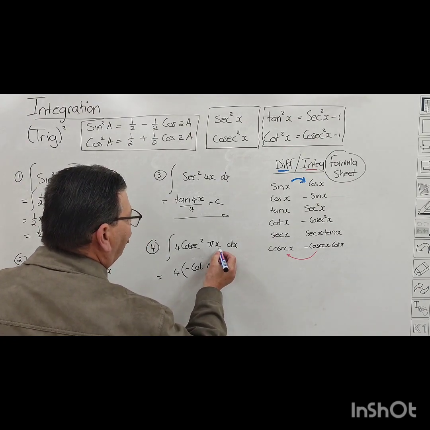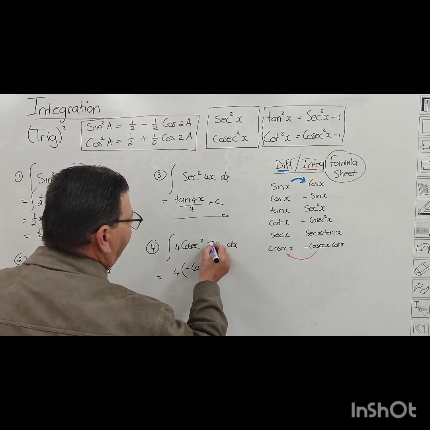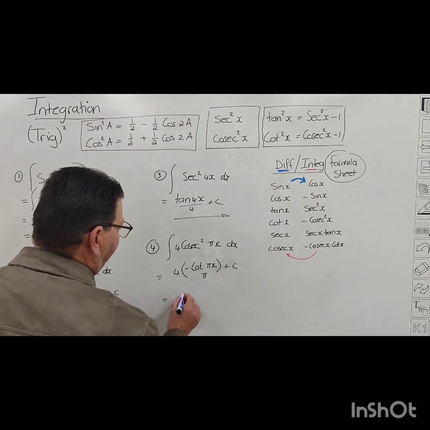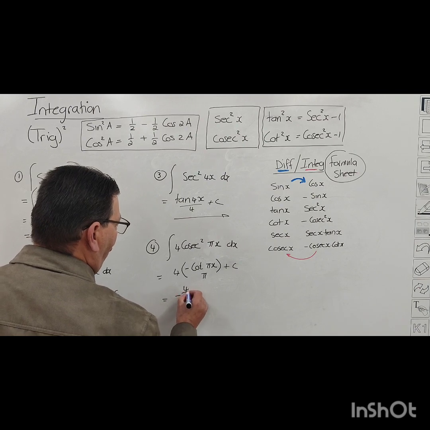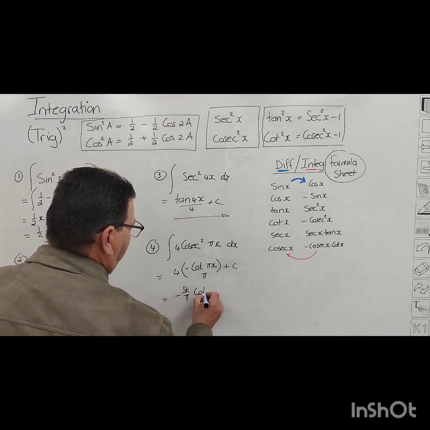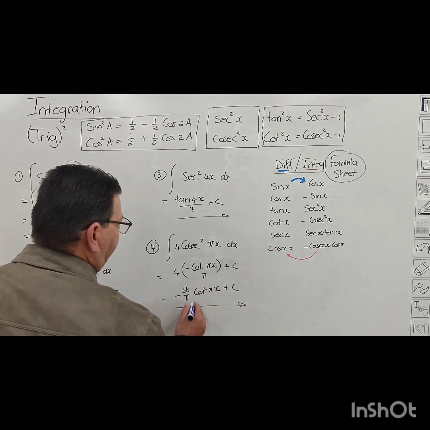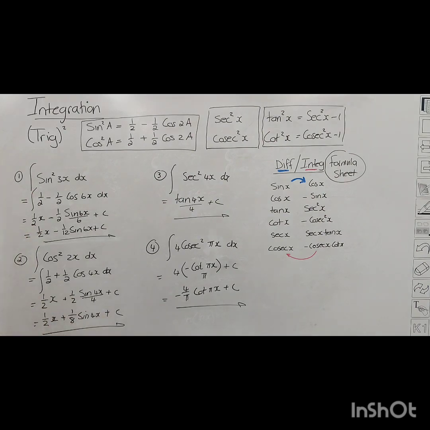And then I have to divide by the derivative of the angle. In this case, if I differentiate pi x, I will just get pi and I plus a constant value. So my final answer is minus 4 over pi, the cot of pi x plus c. You can either write it like this or you could leave the pi at the bottom there. Then that's how you integrate sine square, cos square, sec square, and cosec square.